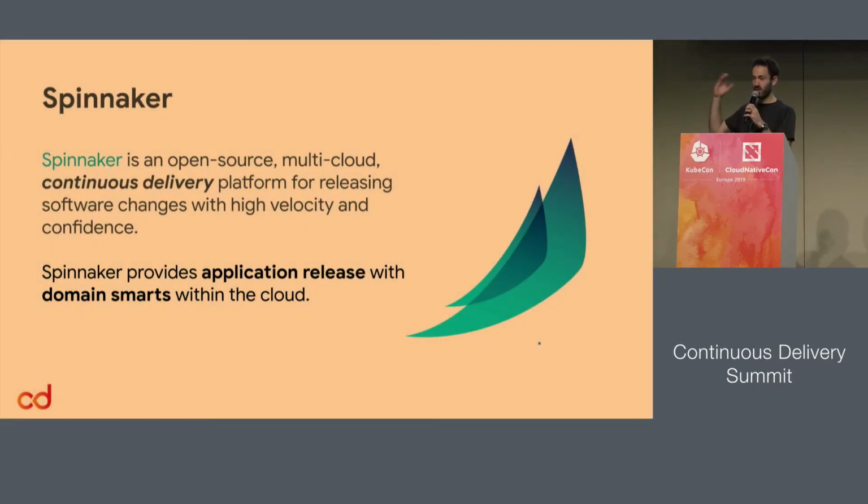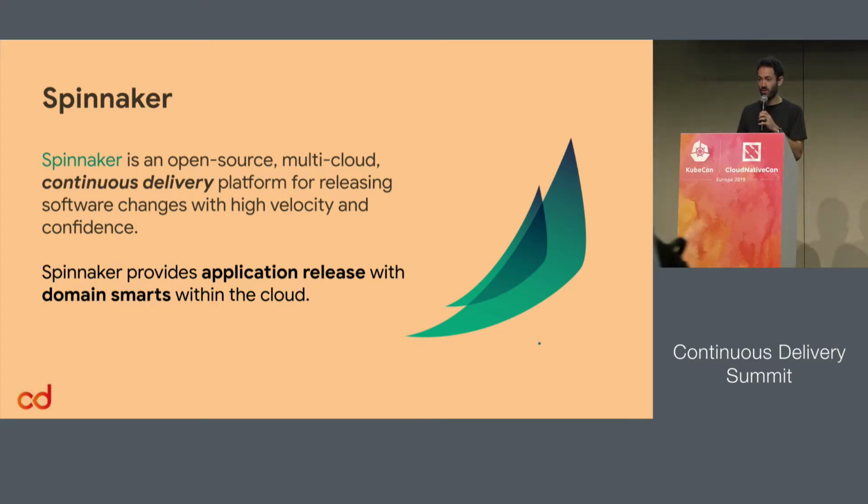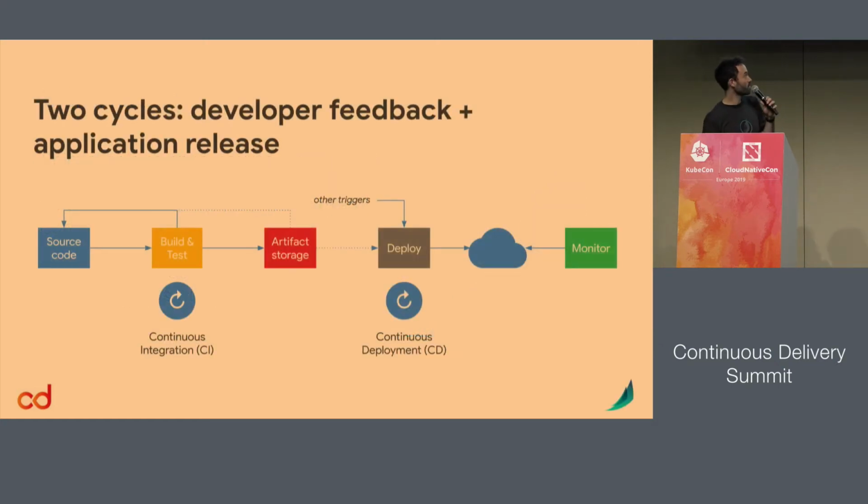But let me, just at a high level, so Spinnaker is an open source, as you can read there, multi-cloud continuous delivery platform that tries to do what continuous delivery tries to do, obviously. It's been around for a decent while. It came out of a bunch of internal work at Netflix. It's now an open source project led by Netflix and Google and a whole bunch of other companies who contribute to it.